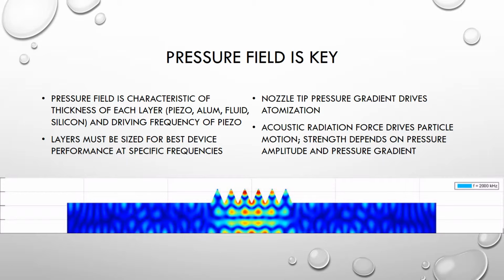So the droplet ejection, the fluid atomization, is driven by the pressure gradient at the nozzle tips, and the particle motion is driven by the acoustic radiation force, which is a function of both the pressure amplitude and the pressure gradient.